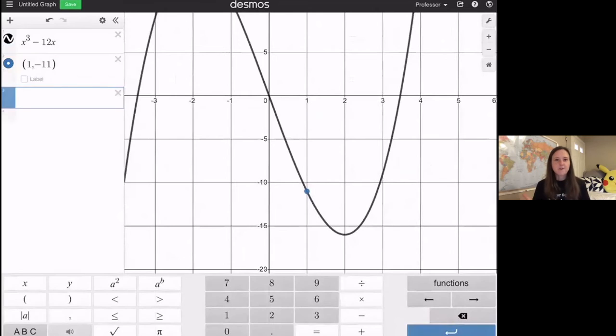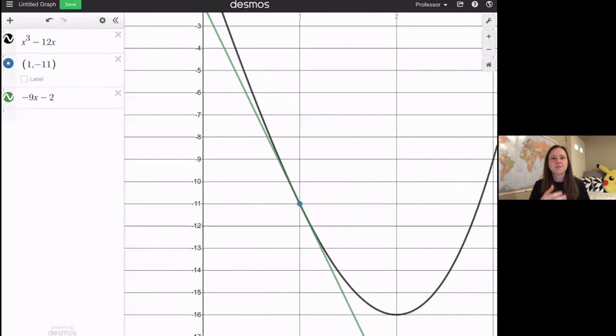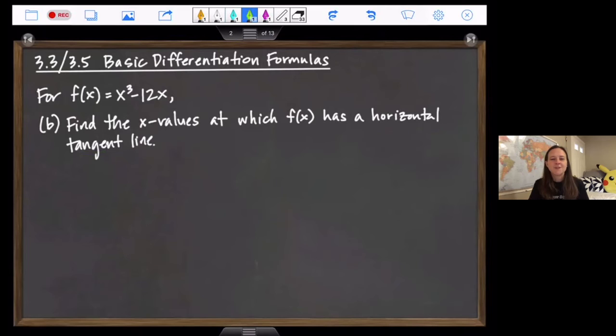And then we'll graph our tangent line, and hopefully it looks like it's tangent there, which was negative 9x, and then that was minus 2. And that looks perfect. If I kind of zoom in there on that point, looks like we found the tangent line.